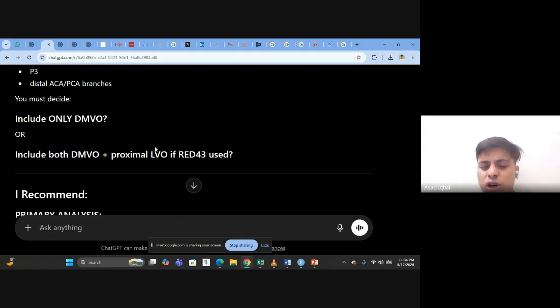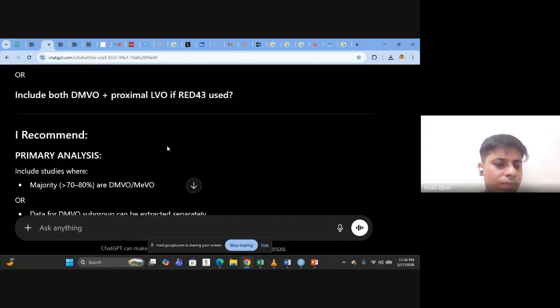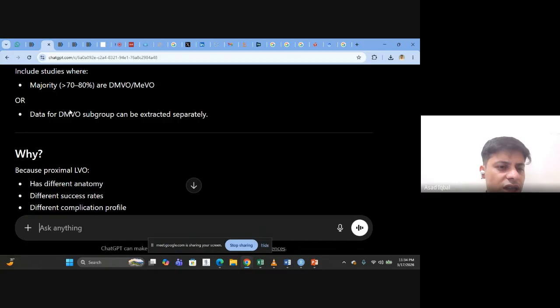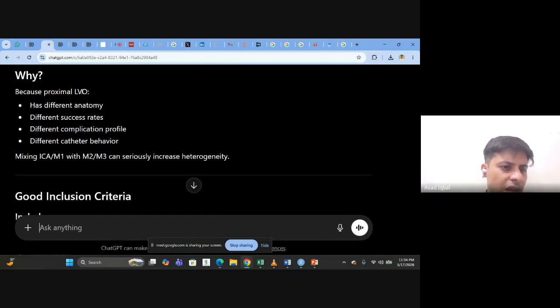No proximal LVO. Large vessel occlusion, no. I recommend the primary analysis. Majority of the studies have more than this. Data for the DMVO group may be extracted separately. Why? Because a proximal LVO has different anatomies. Yeah, that's why. Exclude proximal LVO.